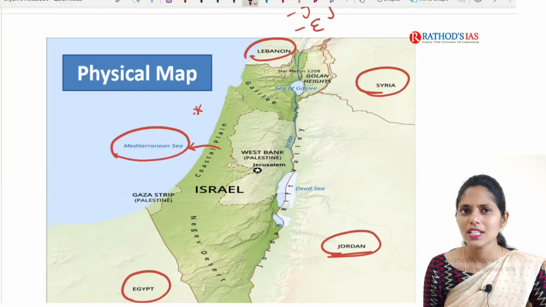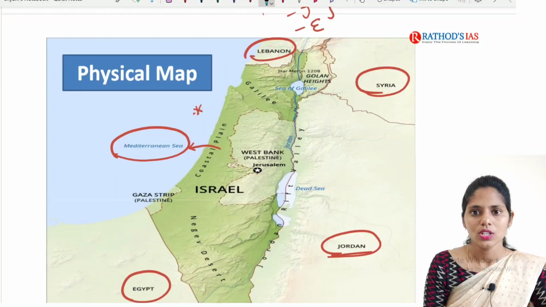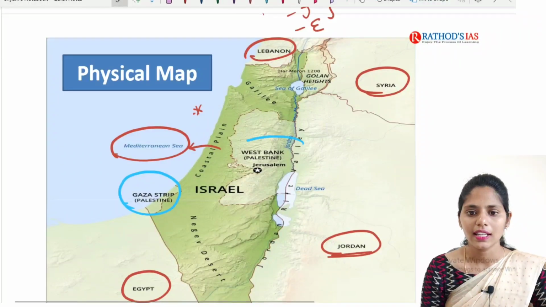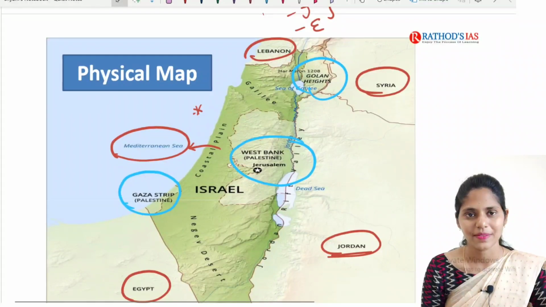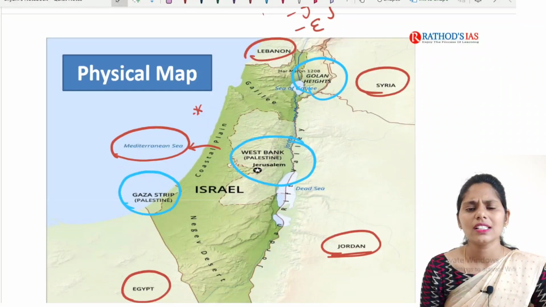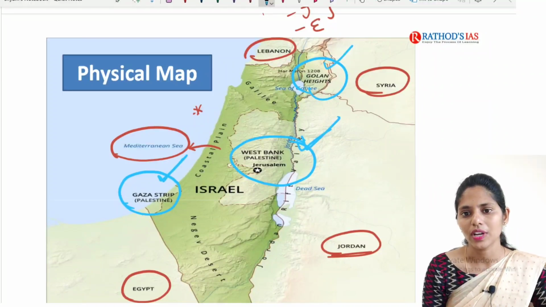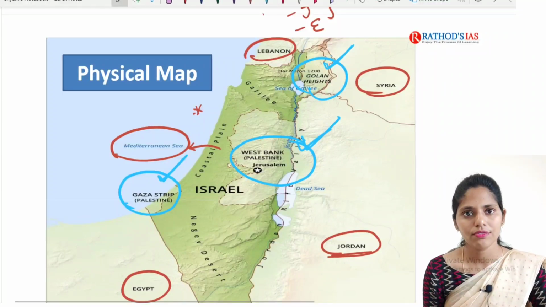So here you can see 3 important places that you often hear in news. So those 3 important places are the Gaza Strip here, okay, and here we have the West Bank and here we have the Golan Heights. So actually recently there is some missile attack that is seen between this Gaza Strip and as well as Israel, right? So here we have Gaza Strip, here West Bank and here we have Golan Heights. Okay, so it is the physical map of Israel.